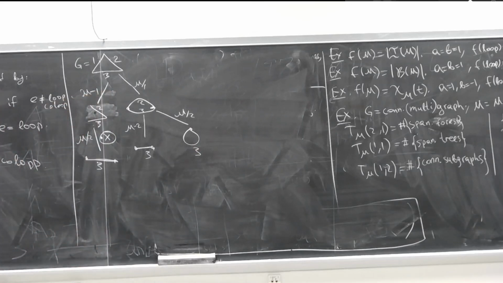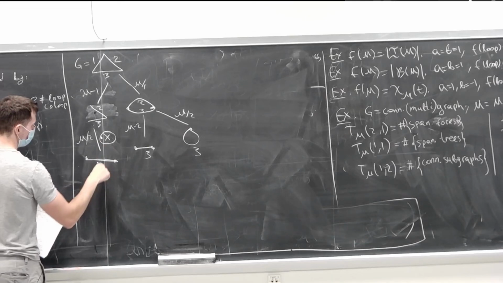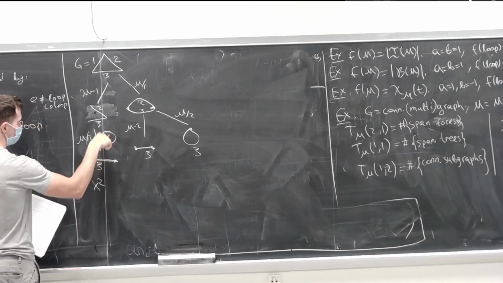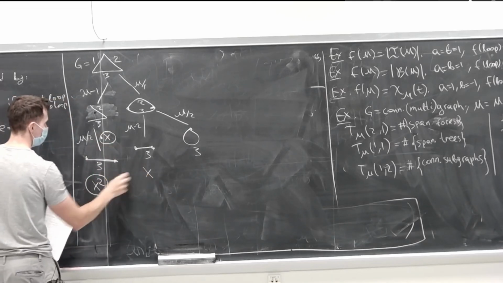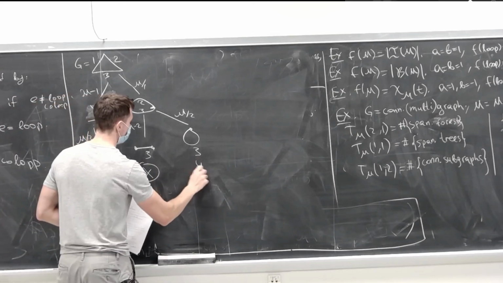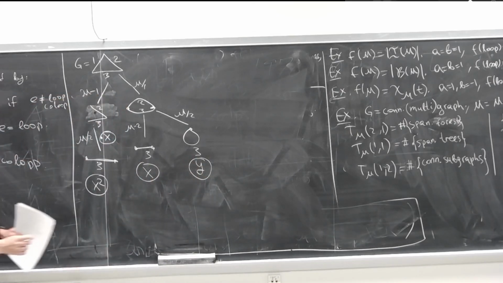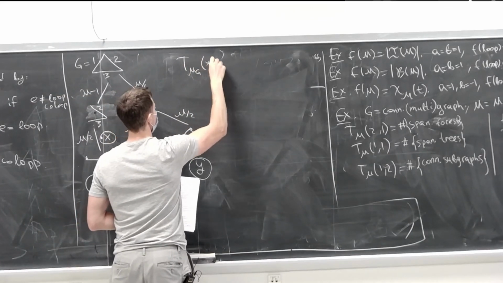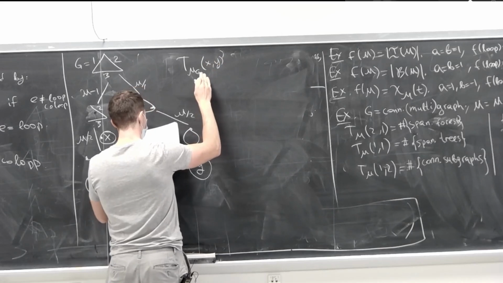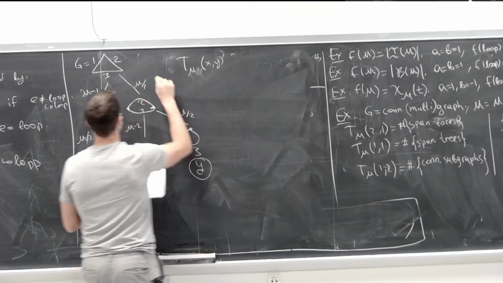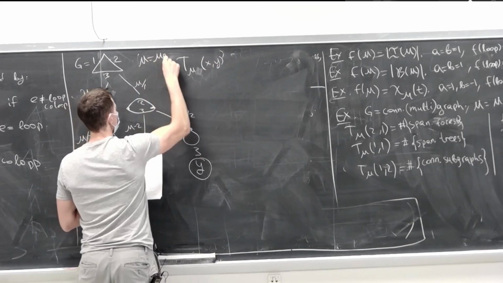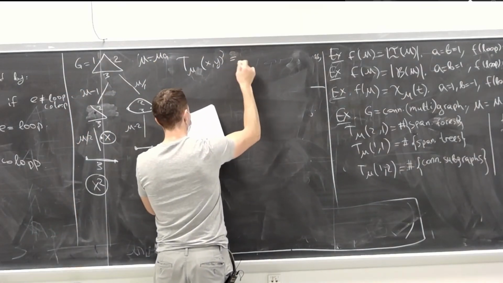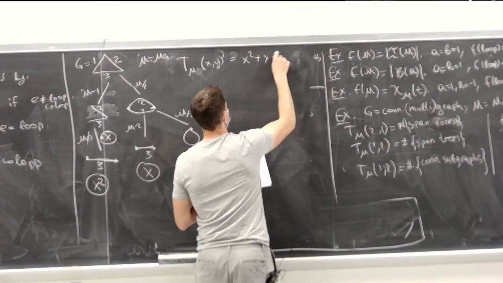And these are all base cases. So for a loop, I get y. For a co-loop, I get x. So this would be x squared, because there's an extra x here. This would be x. And this would be y. In particular, my Tutte polynomial for G, let me just call it T_M of (x, y), is just x squared plus x plus y.